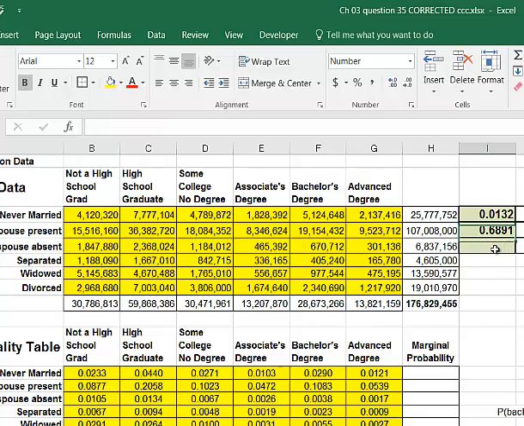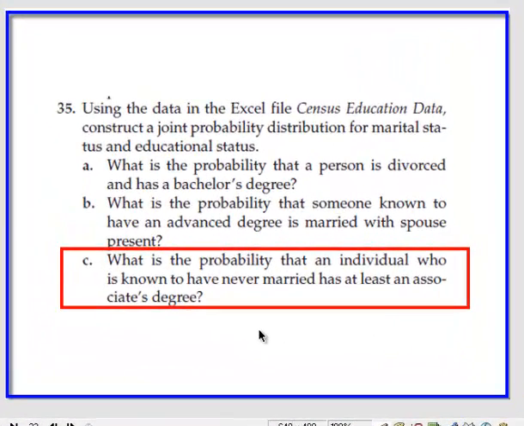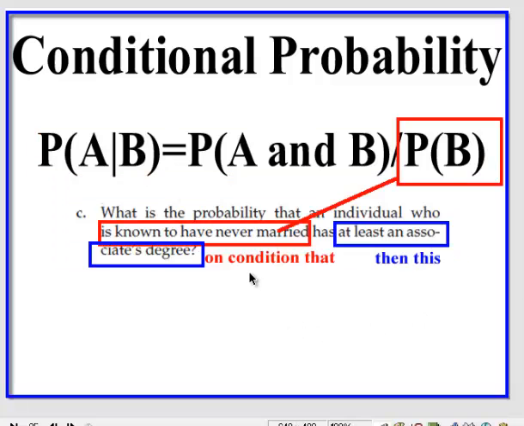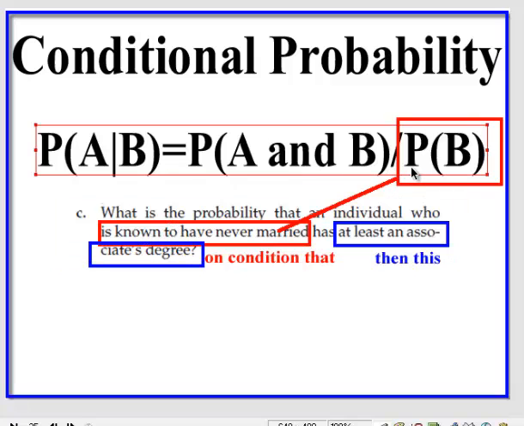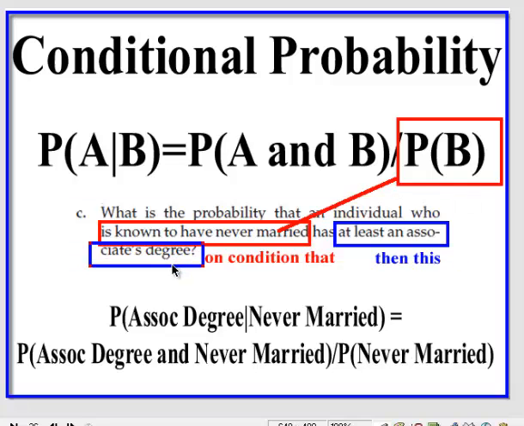But let's do this last one. So this last one is, I already forgot, hold on. So here's the last one. What's the probability that given an individual is known to have never been married, and then the other is the least an associate's degree. So event B is that they've never been married, and event A is they've never had an associate's degree. So again, I'll just put that on condition that they've never been married. That's the event B we're looking for, and that they at least have an associate's degree is the A.